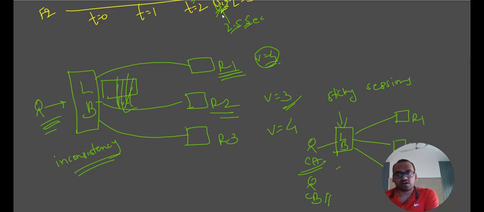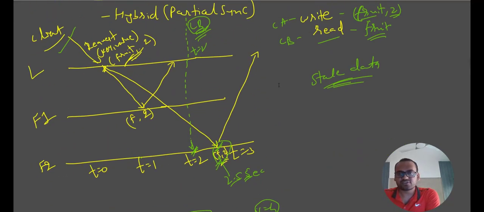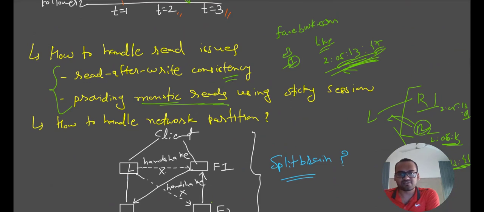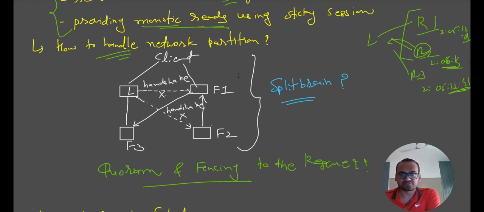But to provide some sort of consistency, we will use the sticky sessions. That is one of the mechanisms we can use to handle the stale read issues. Now the next thing is how to handle the network partition.